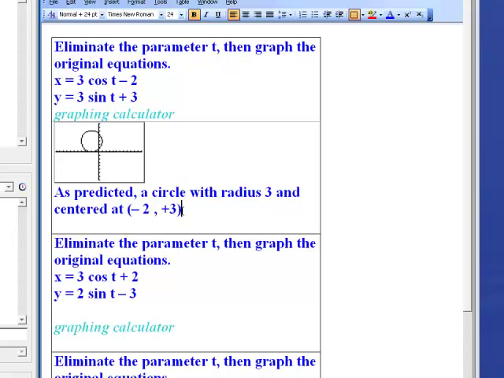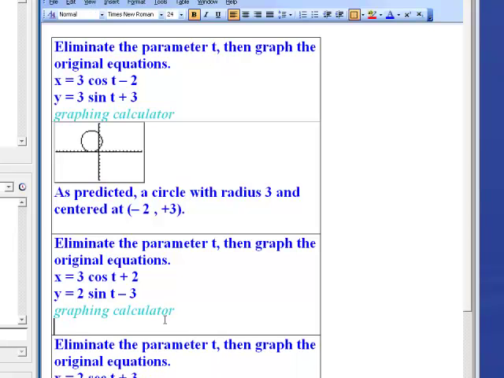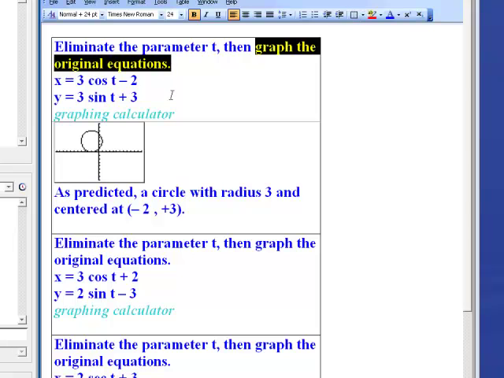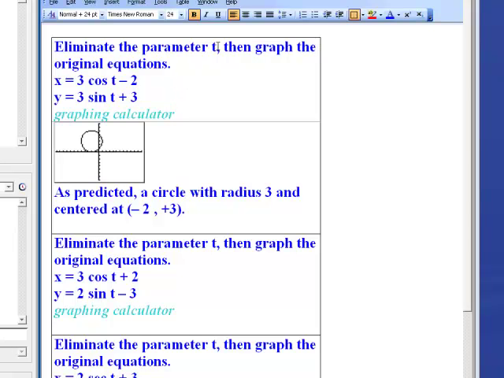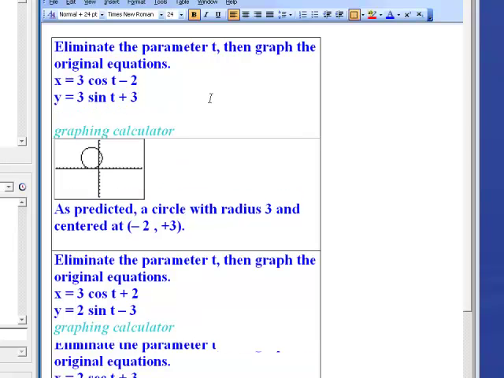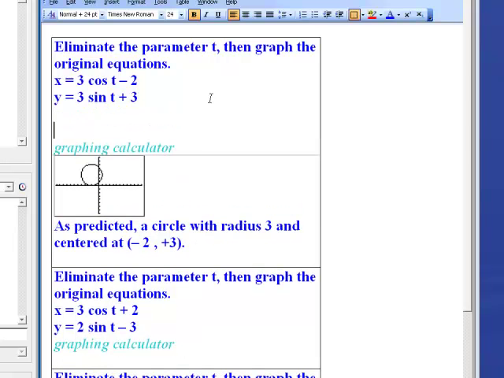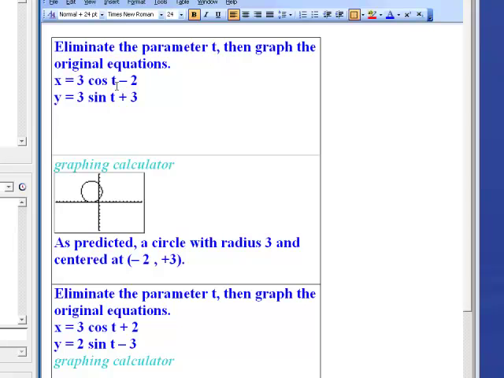-2 and +3. Okay, the next one here. Oh, wait a moment, I did forget something. I did graph the original equations, but actually what we're supposed to do is eliminate the parameter. I quite overlooked that. How can I eliminate the parameter from this one here?